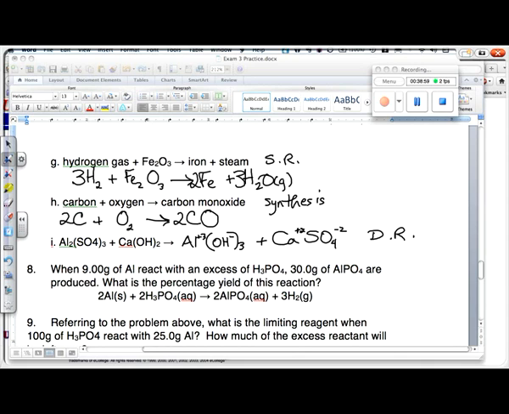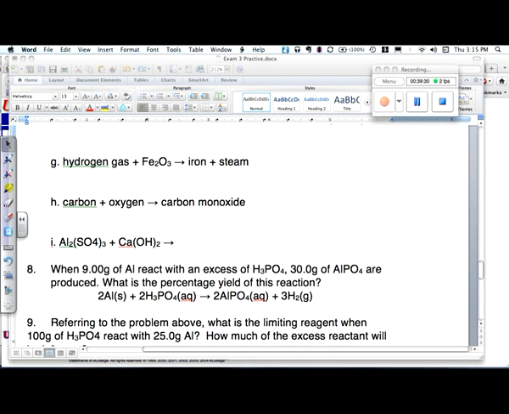Balancing, I have 2 aluminums on this side, so I'll start there. I have 3 sulfates, so I'll put a 3 here. All right, so I need a 3 for the calcium, and that gives me 6 oxygens and hydrogens, and I've got that here with 2 in front and then this 3. So we are good with the balancing. Let me do a little fixing here. So you're going to lose what I've written. So go ahead and pause if you need to and write down what you've missed.